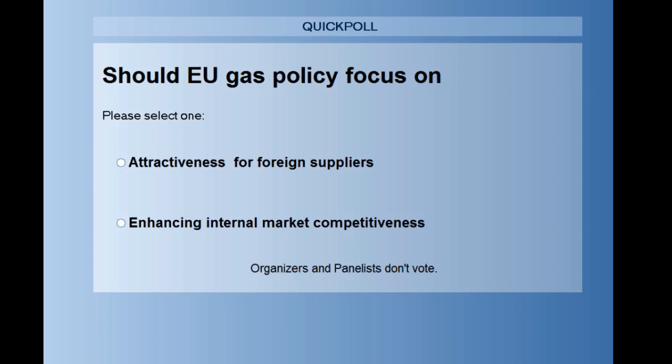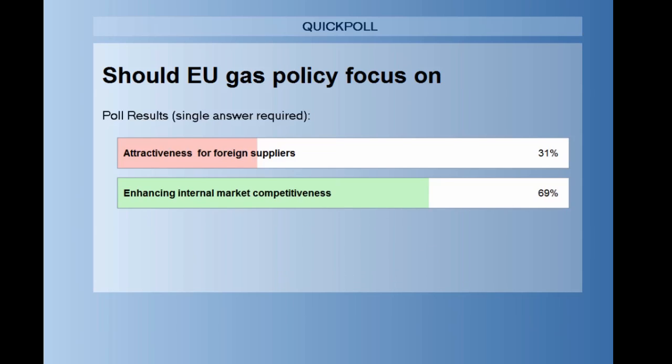Couple of more seconds. I can see that you are still voting. Okay, two more seconds. I am closing the poll right now and I'm sharing the results with you. And Jacques, 69% chose enhancing internal market competitiveness, so the second option, and 31% said the first one, attractiveness for foreign suppliers.